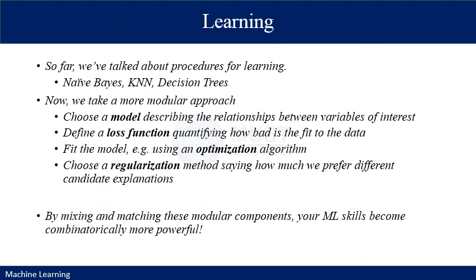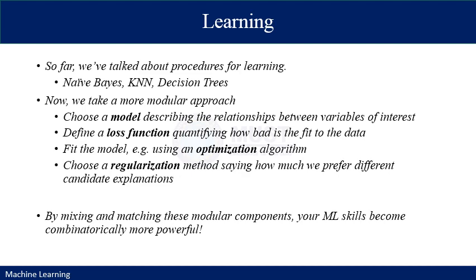So far we have talked about procedures for learning. In lecture 2 we discussed the naive Bayes technique. Then in lecture 3 we discussed two learning algorithms, KNN and Bayesian trees. But now we take a more modular approach. In this modular approach, or in every practical setting in the machine learning domain, you have to specify a few parameters before choosing any machine learning task.